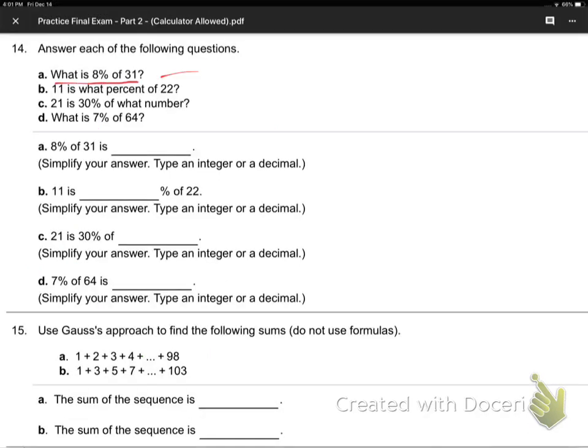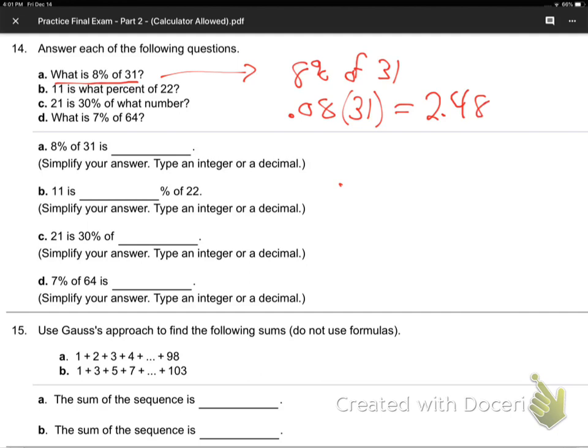What is part A? What is 8% of 31? So 8% of 31. That's 0.08 of is times 31. Use your calculator. I'm doing the same myself. 2.48. All right, let's do part B.